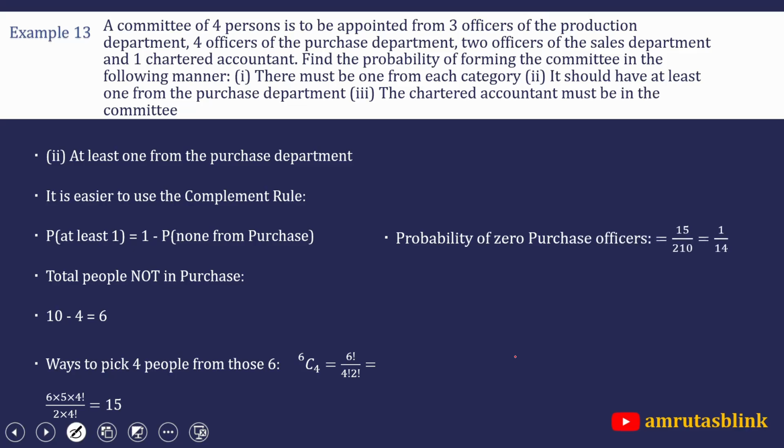That's why probability of 0 from purchase department is 15 upon 210, which is equal to, now 15 you can directly divide 210 by 15. So 15 ones are 15 and this 1 we have 6 and 15 fours are 60. So 1 upon 14. And hence probability of at least 1 is equal to 1 minus 1 by 14, which is equal to 13 by 14 is the final answer.